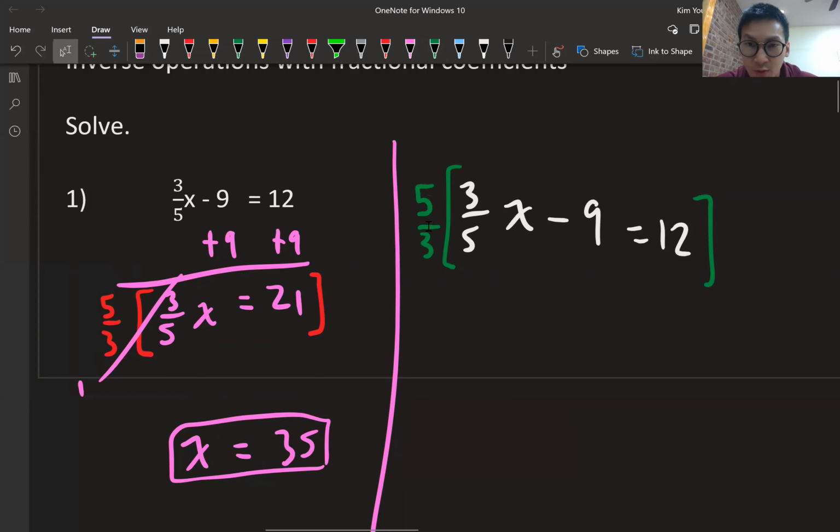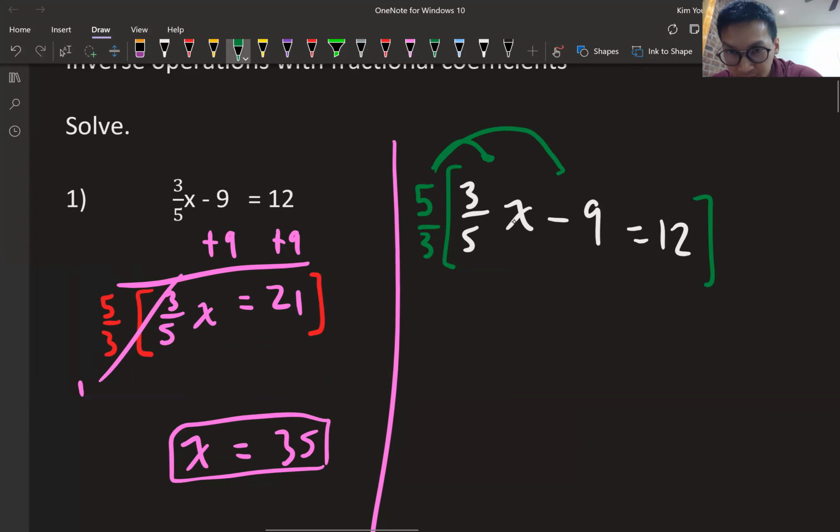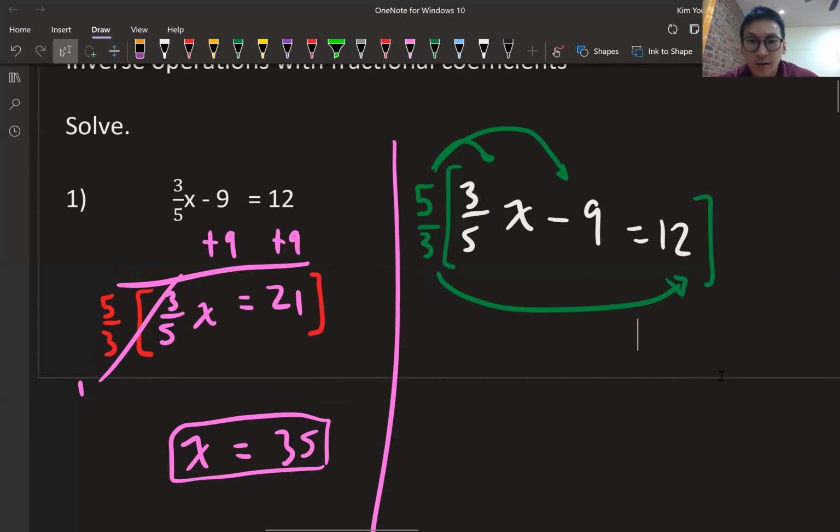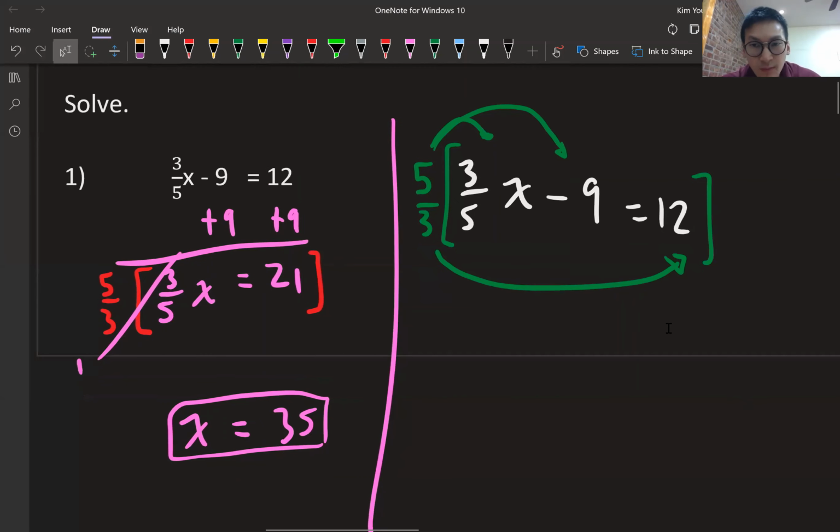So that means that when you multiply by 5/3, you have to actually multiply every single term. So you have to do that on the left side, and then on the right side you do this part. Cool. So here, what's going to happen is that this first part, the 5/3 times 3/5 x, like what we said here, that cancels out, turns to 1, right? And it's going to be 1x, so it's going to be x.